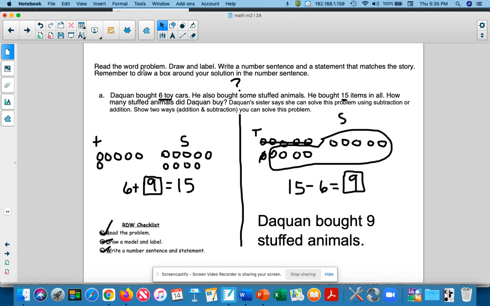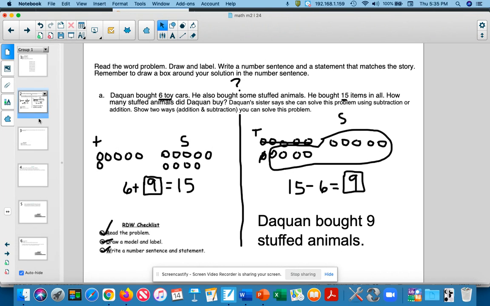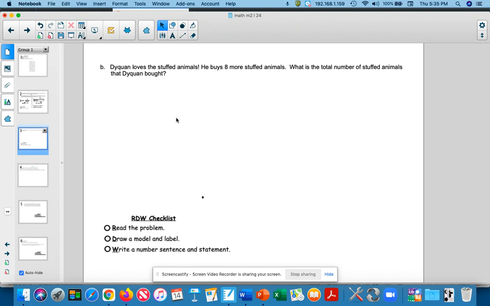Okay, now you're not done because in the Nearpod, you're going to go to the next slide. That's going to continue. I'm going to go to the next slide here. I'm going to read this problem. Dai Quan loves the stuffed animals. He buys 8 more stuffed animals. What is the total number of stuffed animals that Dai Quan bought? Well, this is how we need to do it. We have to go back to remember how many stuffed animals he bought before. We know he has 8 now, but I need to go back.